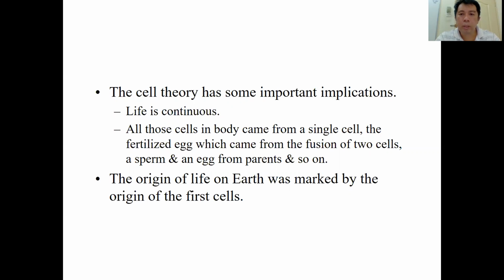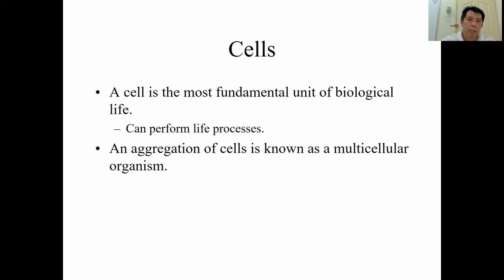Then, the important implication of the cell theory says that life is continuous because all the cells are derived from pre-existing cells. So for example, during fertilization between the male gamete and female gamete, they form a diploid zygote. This diploid zygote is a single cell which will undergo mitosis to produce an embryo, fetus, and so on. So this is the origin of life. The origin of life on Earth was marked by the first cell. Cell is the most fundamental unit of biological life.